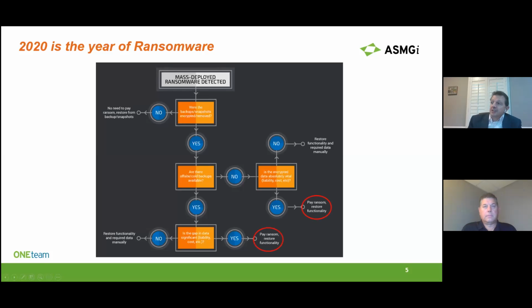But if you step through this decision tree, I think it makes sense, and in all cases, it really ties very closely to the ability to recover. And if your business, as a business, if you don't have the ability to recover, you have to pay the ransom, and it becomes a business decision from that perspective.